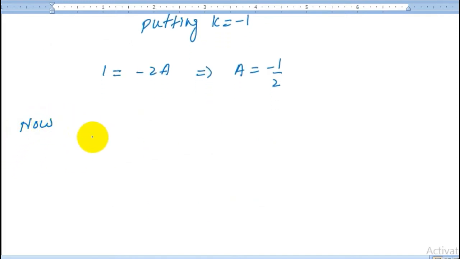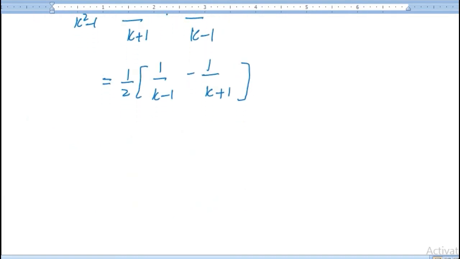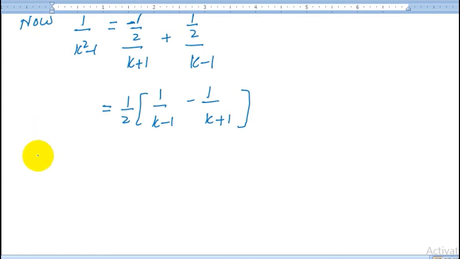Now 1 upon k square minus 1 is equal to, value of a is minus 1 upon 2, minus 1 upon 2 upon k plus 1, plus 1 upon 2 upon k minus 1. This can be written as 1 upon 2 taken as common, and first I write the second term, which is 1 upon k minus 1, minus 1 upon k plus 1. Which implies this is the value of 1 upon k square minus 1.